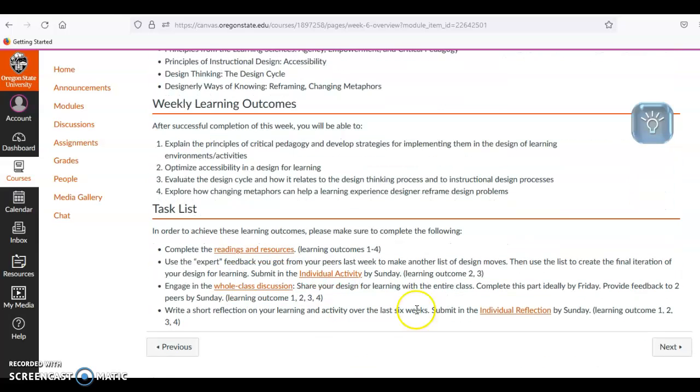And so what we'll have is typical. You'll have an individual activity, which will be that you create a couple more design moves or changes for your prototype, and then you're going to essentially deliver to me and to your peers what is the final prototype. And keep in mind, this can just be 1 or 2 elements of your prototype. It does not have to be the final perfect version for this class.